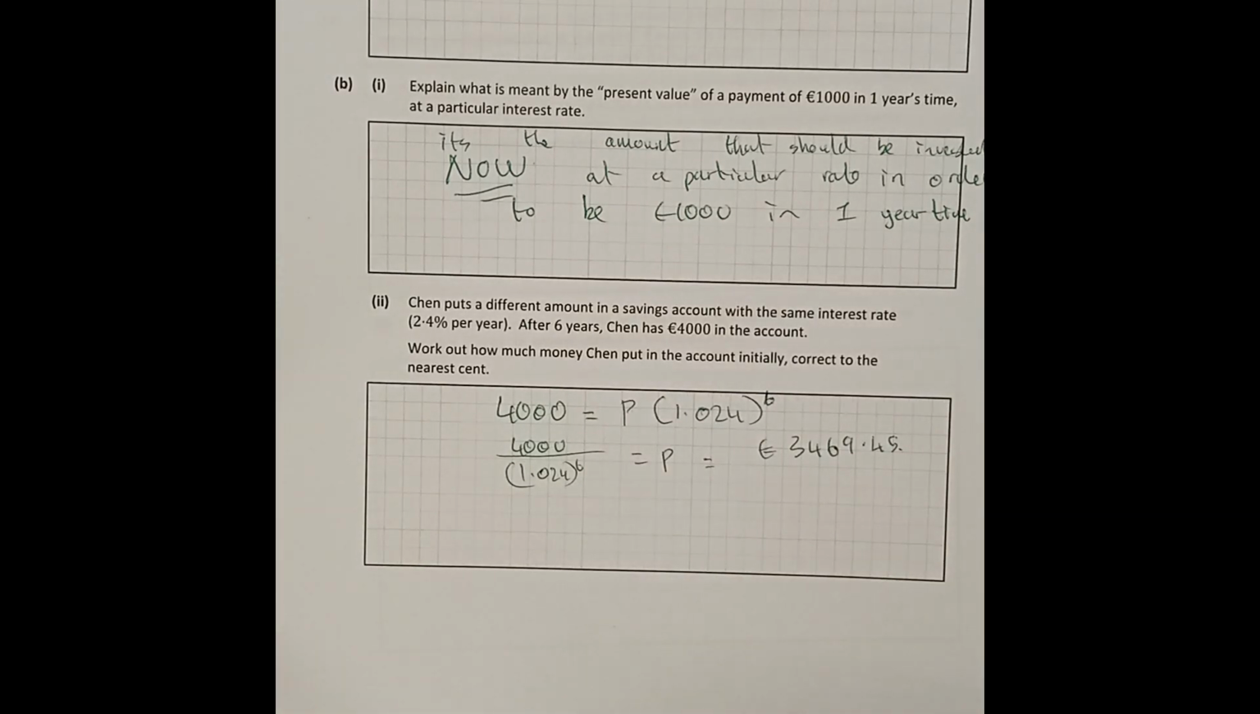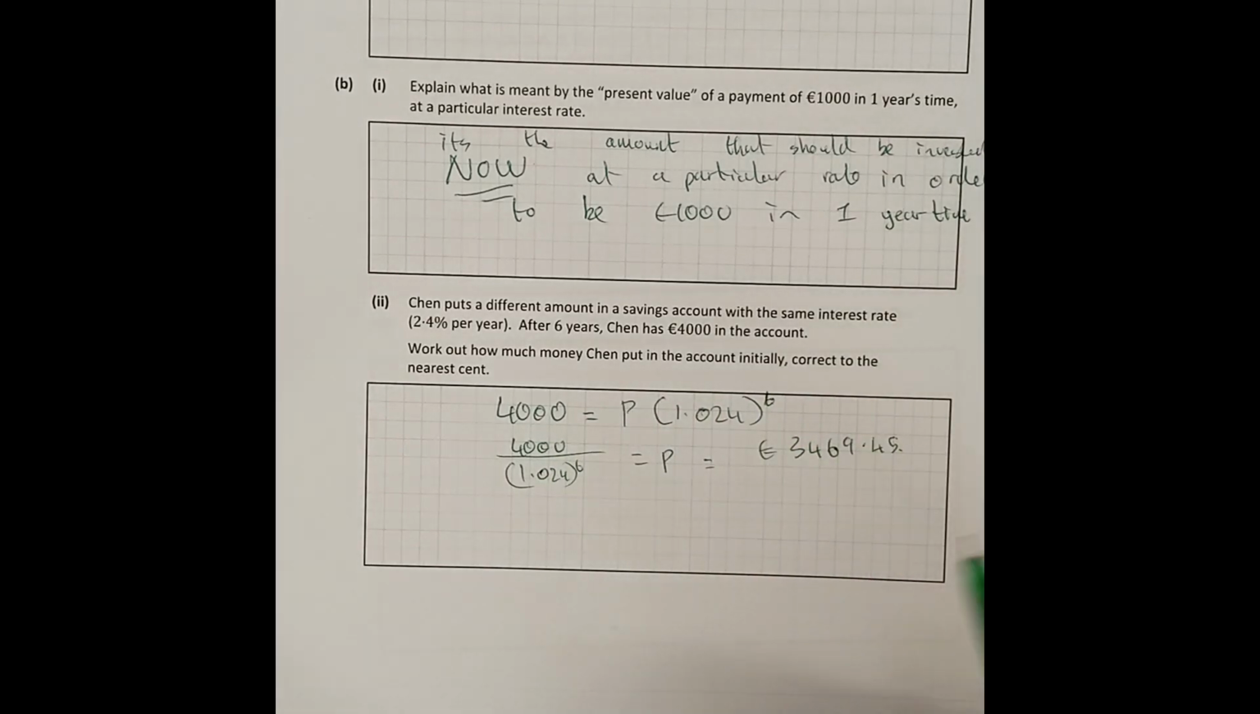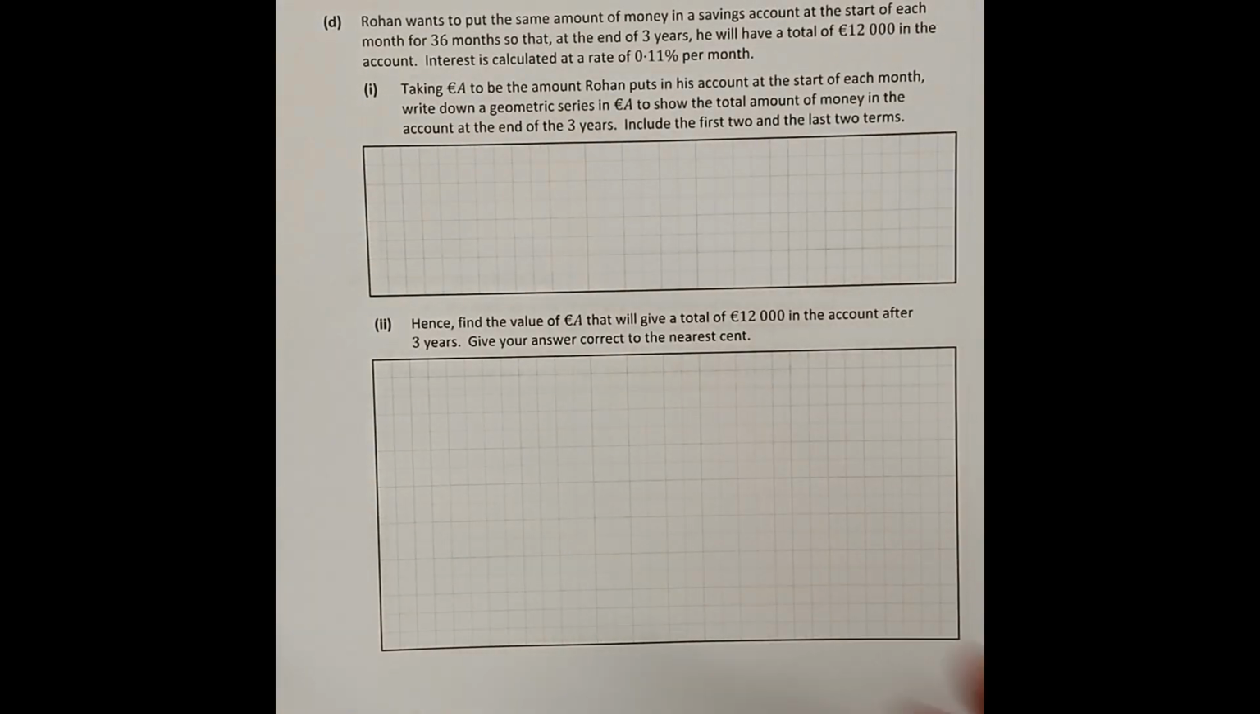Okay, so that's what he would have had to put in now in order to generate 4 grand after 6 years at 2.4% per annum. Okay, simple enough. Nothing too complicated on that one. So far there's been nothing jumping out and saying, ooh, that's a toughie. Right, so let's see what they're going to ask us next.